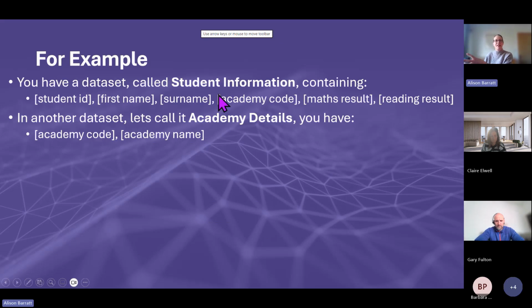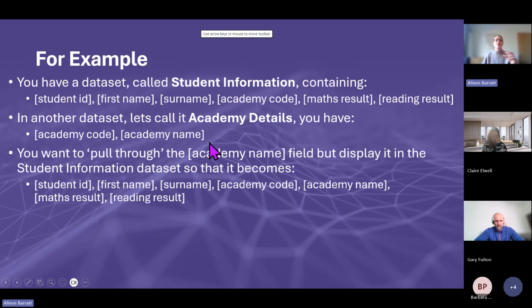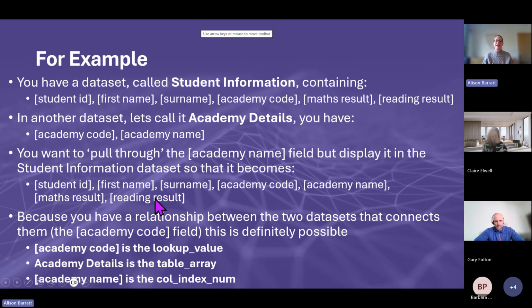So you see your relationship. You've got an academy code in your first data set, and an academy code in your second data set. You have a relationship that can make them talk to each other. And then we've got the academy name in that secondary data set, which means we want to pull through the academy name, but display it in that student information data set so that it becomes student ID, first name, surname, academy code, exactly what we had originally. But now we are able to pull through that academy name. Still got their maths results, still got their reading results. Because we've got a relationship between the two data sets that connects them together, this means it is definitely possible.